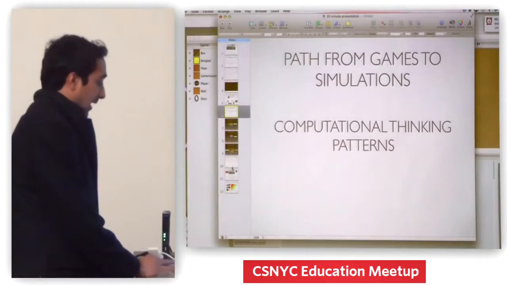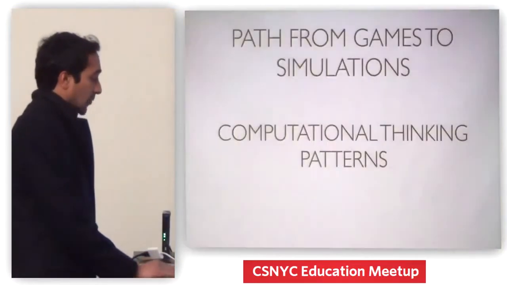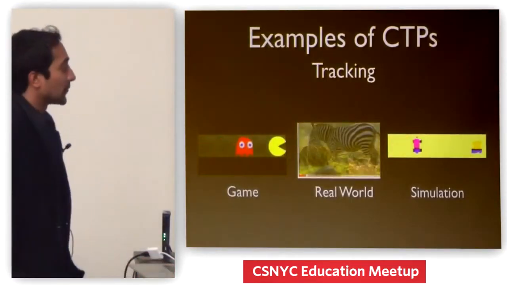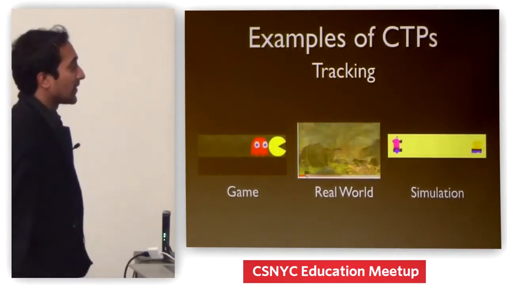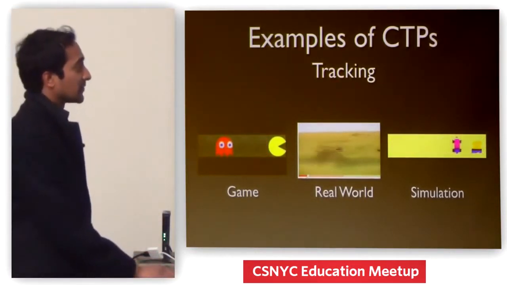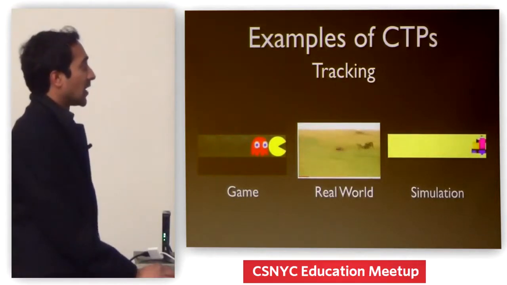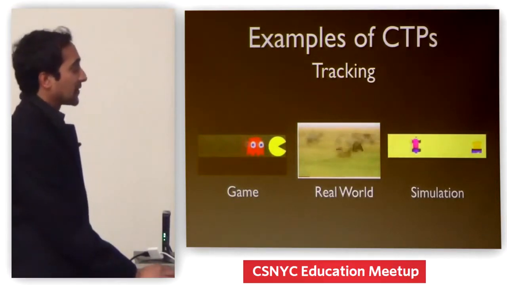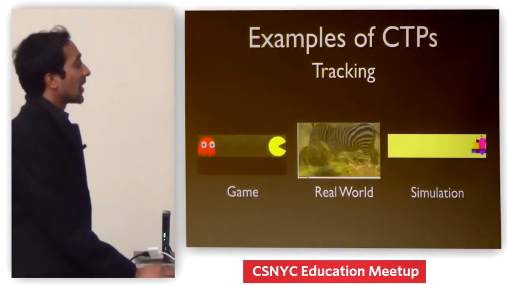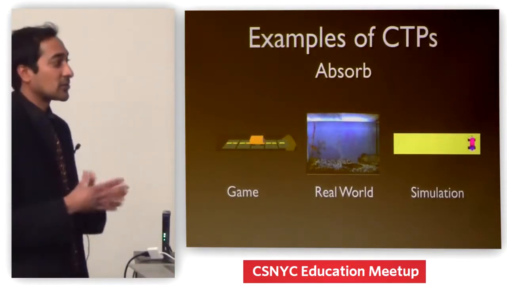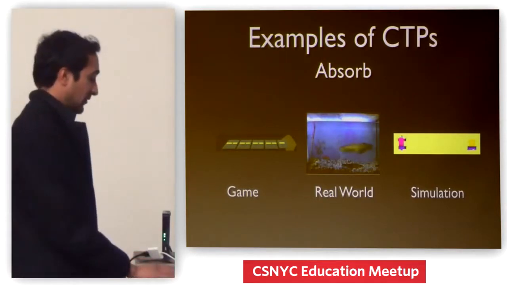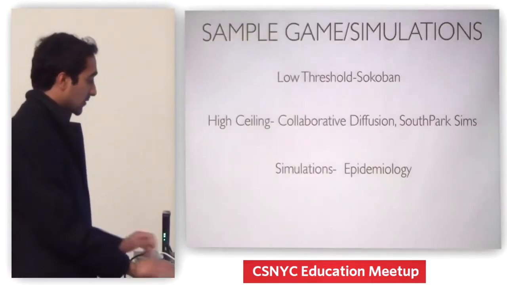We have this path from games to simulations. And these are a few examples. The same kind of interactions you use to create the game on the left is the same kind of interaction you would use in the simulation. So this is a ghost tracking Pac-Man. You might have a predator tracking a prey, for example. So as kids are learning how to create their games, they're learning the tools necessary to create simulations. And I'm not going to go over these too in depth.